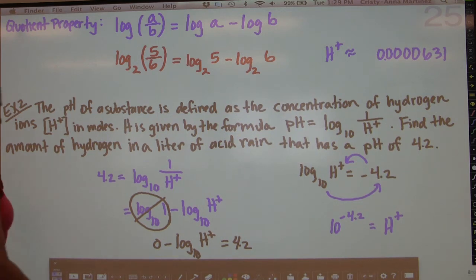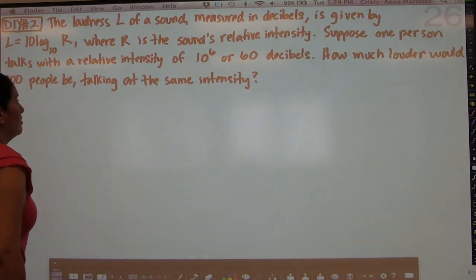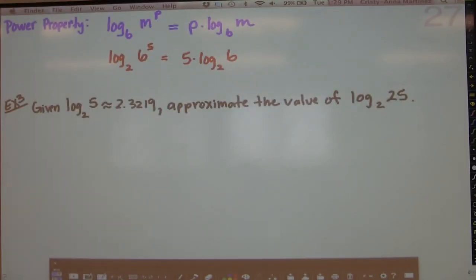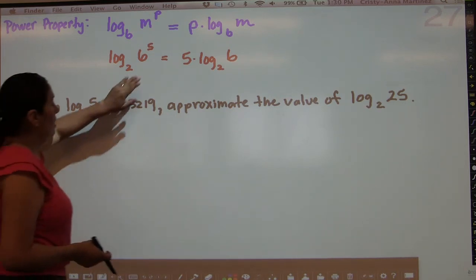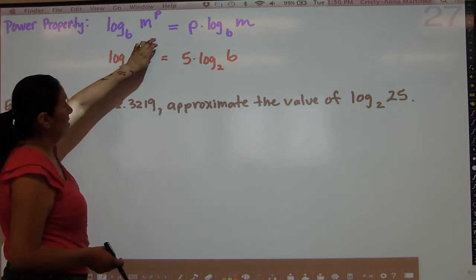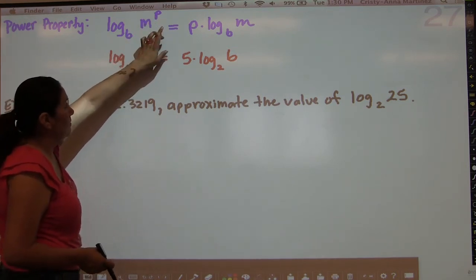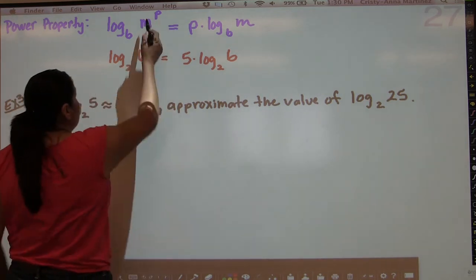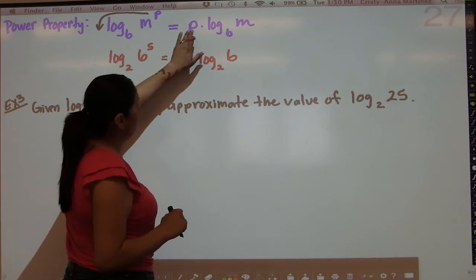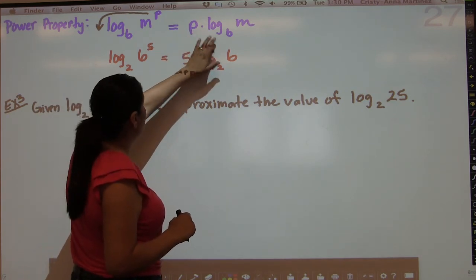All right, so now we're going to have you try this little guy, and then we're going to go to the power property, which is something that we could have used in example 1, and I'm going to go back and show you how that works. But basically the power property is when you have the log of something to a power. So what ends up happening there is that the extra exponent, the p up here, actually gets moved to the front of the log. So now you'll see it gets multiplied. So now it's p times log base b of m.